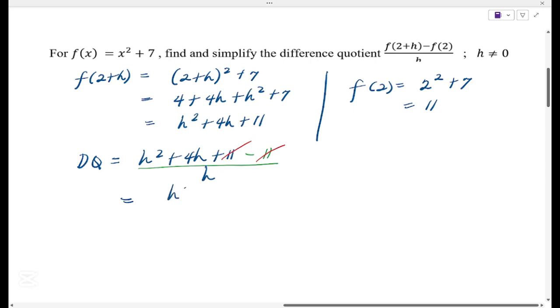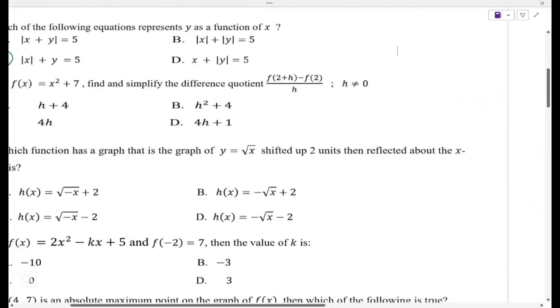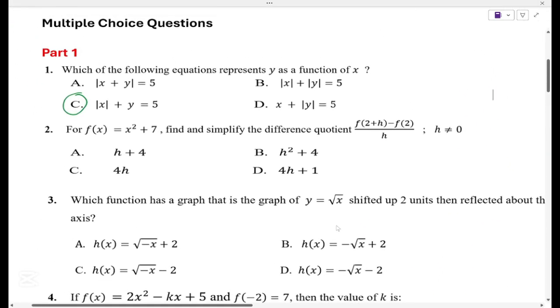Simplifying this, 11 minus 11 is 0, and we got h squared plus 4h divided by h. Let us factor out the h: h times h plus 4 divided by h, and cancel out this h because h is not equal to 0. So the answer is h plus 4. For this question number 2, let us find h plus 4 in the choices, and that is in letter A.